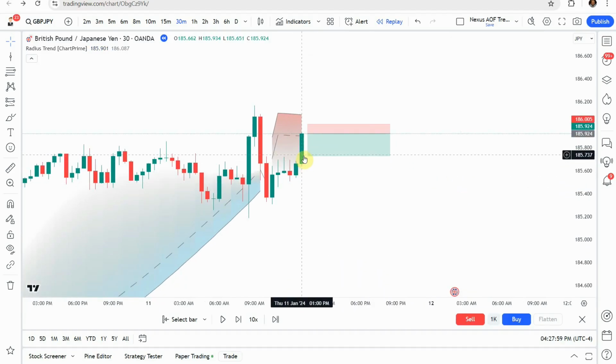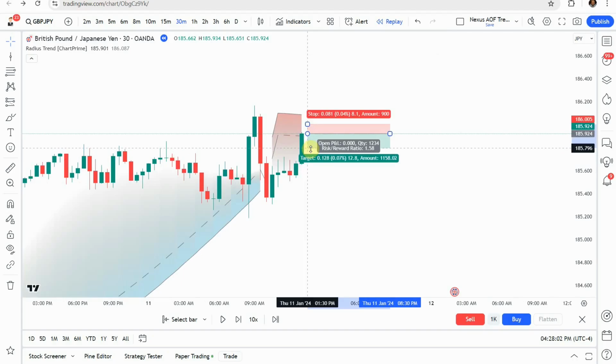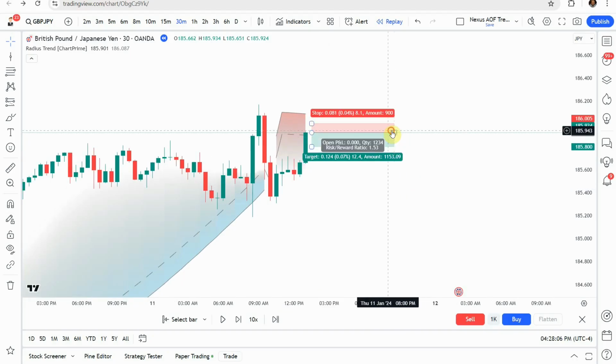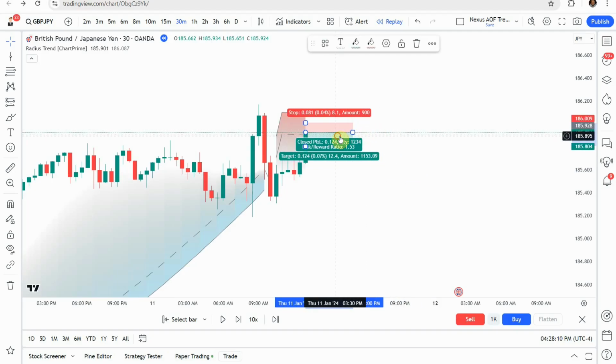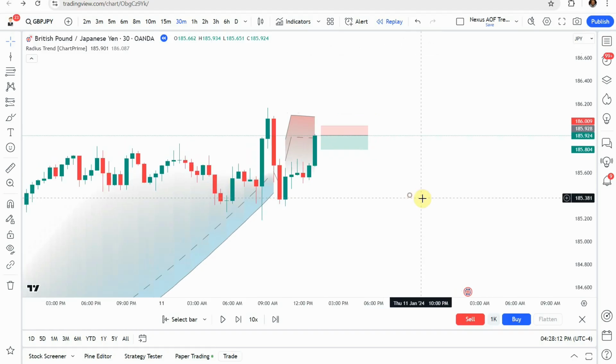And then I'm going to target a 1 to 2 risk reward, and so it would be right about there. Whoops, didn't move the whole thing. And so we'd be right about there with the trade.